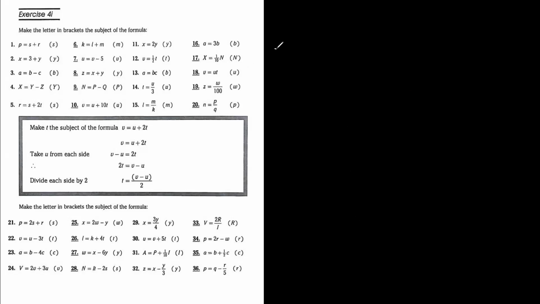All right, so 34. P is equal to 2R minus W. Right, so I'm going to ask again the first step. Kimani Wilson, what's my first step? So you make R the subject. Look, the R in brackets here.